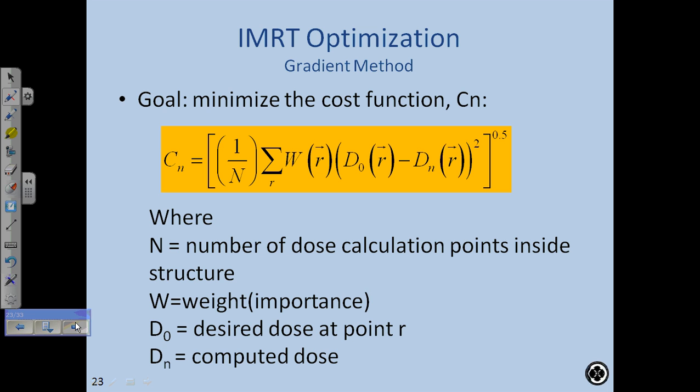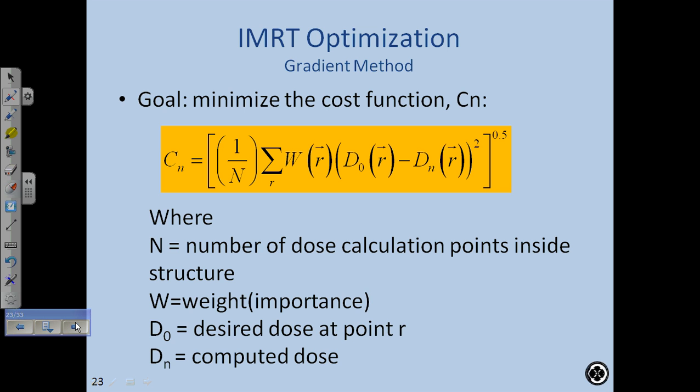Okay, IMRT optimization. So this is how the optimizer works. Let's go through this real quick. This is important that you know this. So the goal is to minimize the cost during the optimization stage. And what part of the IMRT planning is the optimization stage?